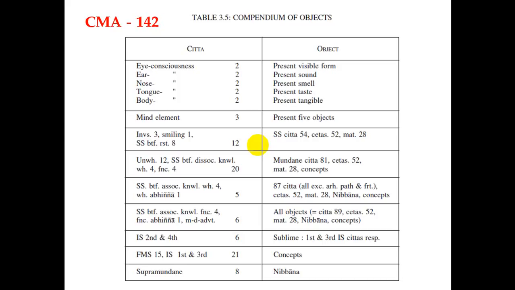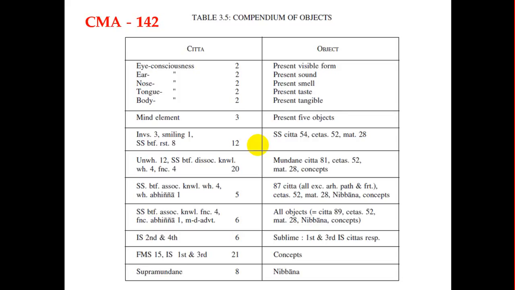Then 6 immaterial jhana Cittas, the second immaterial and fourth immaterial jhana Cittas, take only sublime object. And 21 Cittas, the 15 material jhana Cittas and the first and third immaterial jhana Cittas, take only concept object. The 8 supramundane Cittas take only Nibbana object. The rest of the Cittas take a lot.